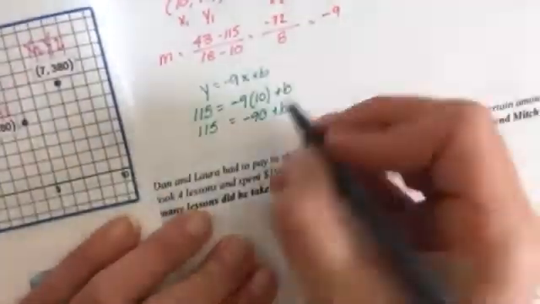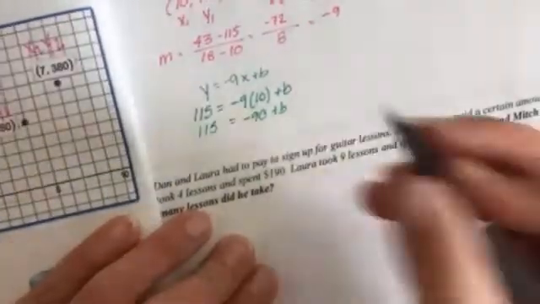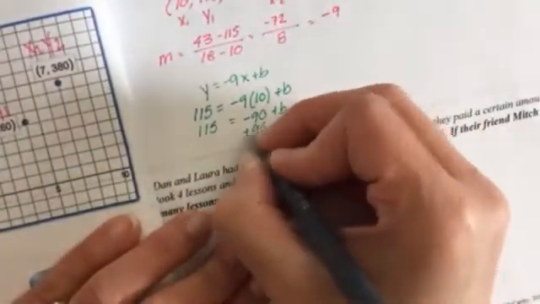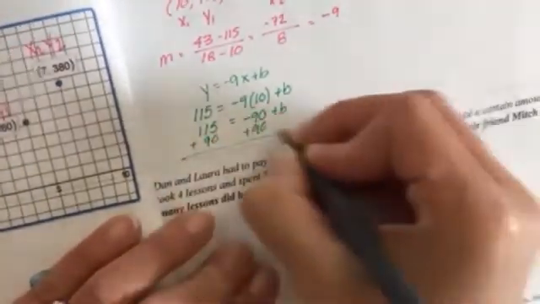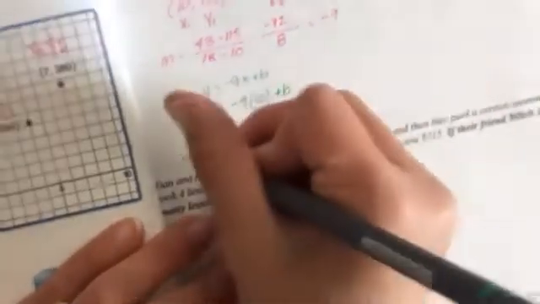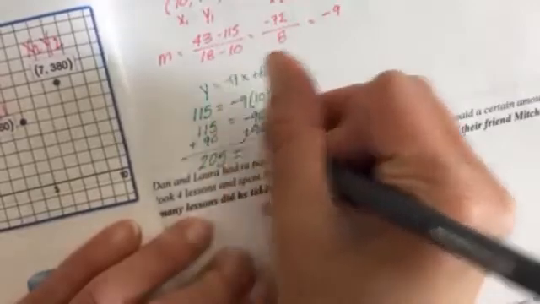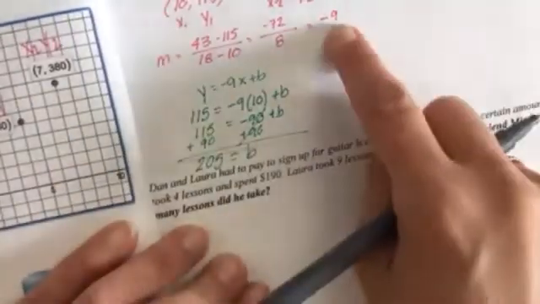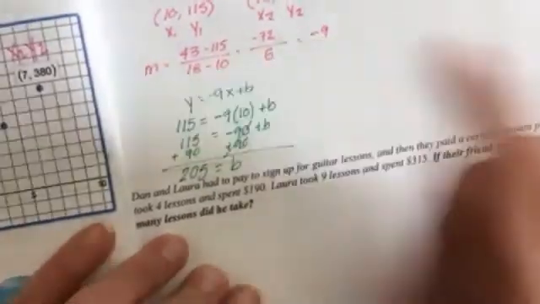If you have a negative 90, how do I cancel it out? Add it. So I'm going to add 90 to both sides. So 115 plus 90 turns out to be 205. This means that he started with 205 pieces of candy. He eats 9 pieces of candy a day. How much will he have left after 22 days?